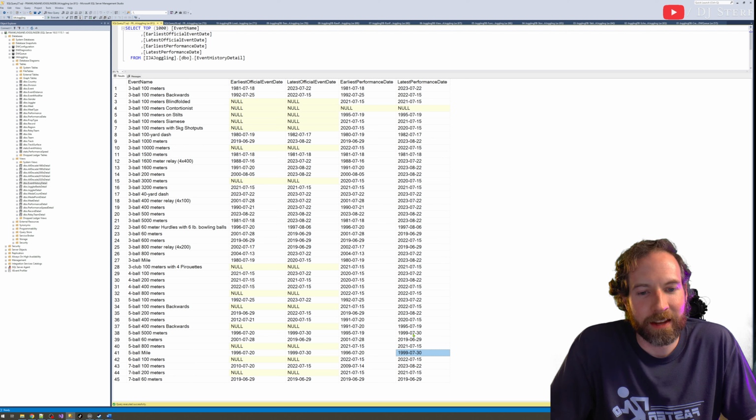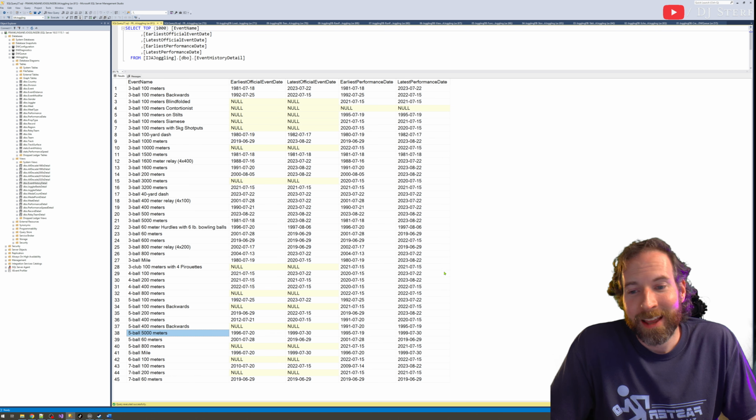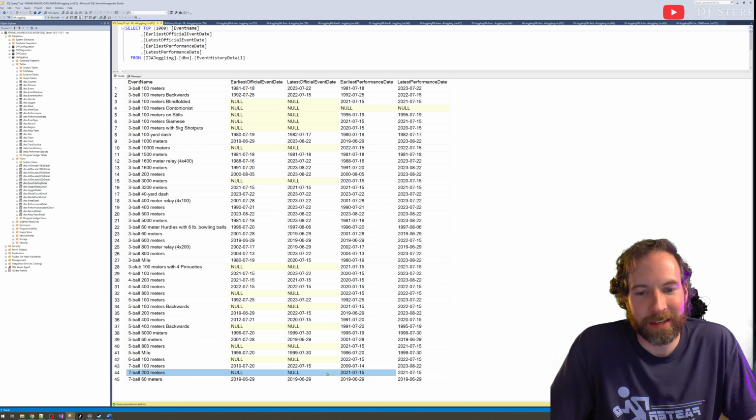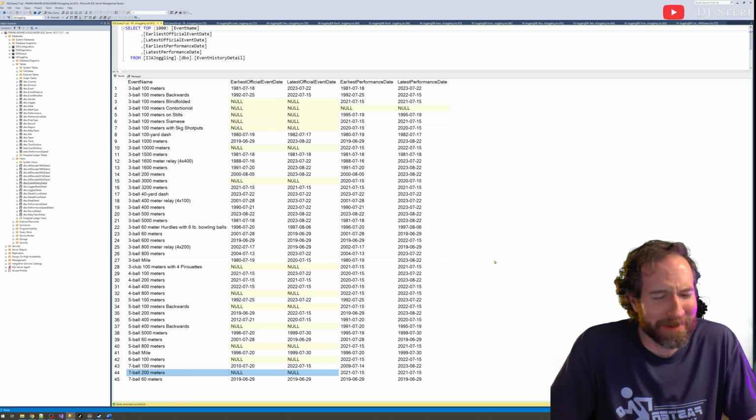It hasn't been run since 1999. And then this one right here, 5-ball 5K. Oh, ouch. Oh boy. And some of these have never been medaling divisions, like the 7-ball 200 meters. Oh man. What if I did a 7-ball mile?